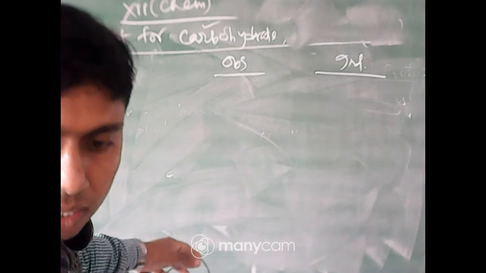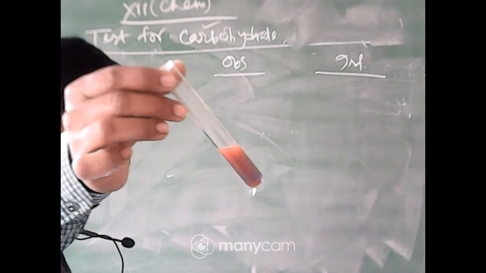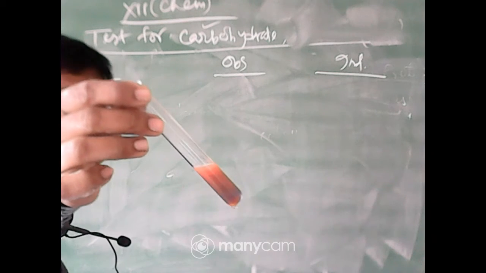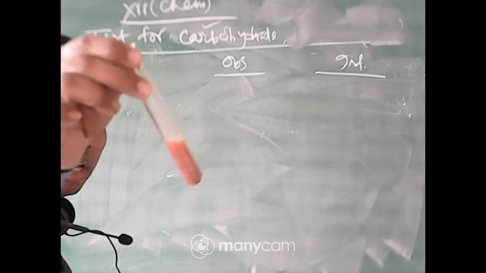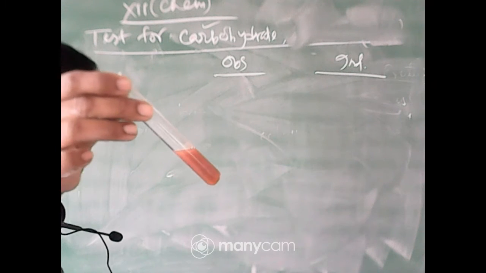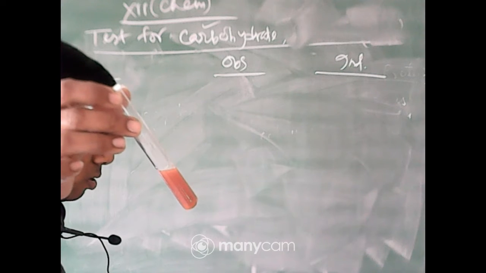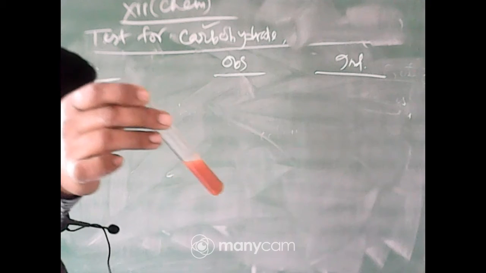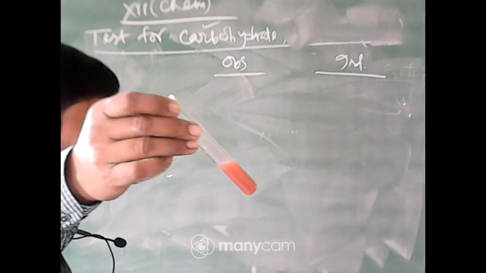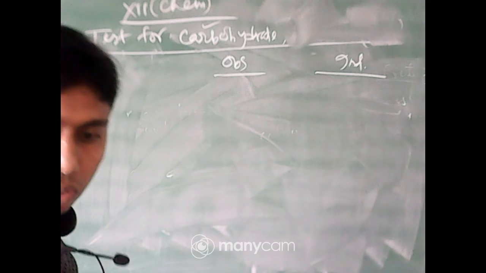Now the first test, just look at the color. Can you see the color? The red color is coming. Okay. This is the test for carbohydrate, the Fehling test. And this same experiment is done for the functional group detection of aldehyde and ketone. Next we will see the silver mirror.